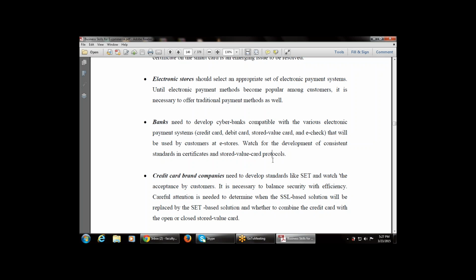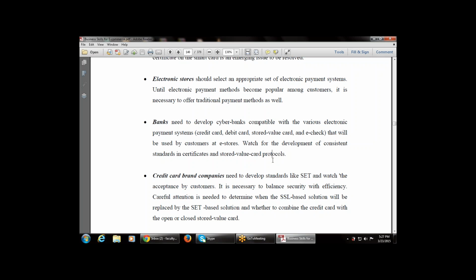Then the next managerial role is credit card brand companies. Credit card brand companies need to develop standards like SET and watch the acceptance by the customers. It is necessary to balance security with efficiency. This is one of the important points: one of the roles of the managers is to develop standards like SET and watch the acceptance by customers.